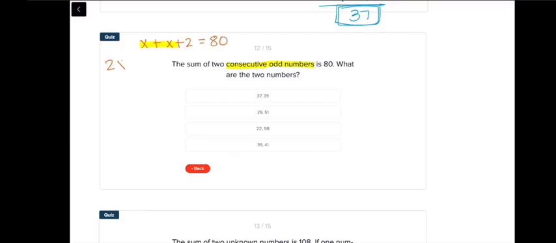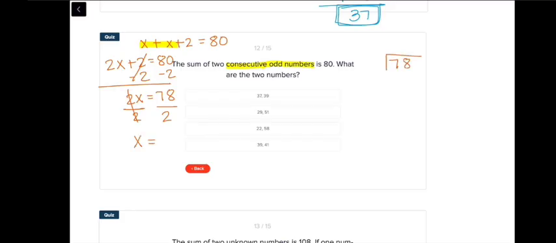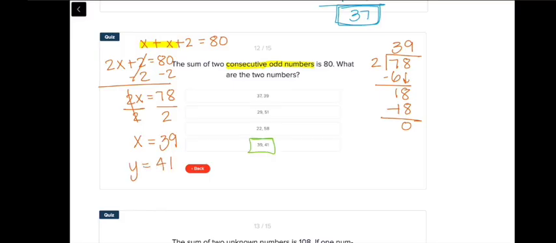We can combine like terms, and we'll get that 2x plus 2 is equal to 80. We subtract 2 from both sides to get that 2x is equal to 78. Now we divide both sides by 2, and we get that x is equal to 78 divided by 2. 2 fits into 7 3 times, giving me 6. 1, bring down the 8, and that would be 9. So the first one of my odd numbers is 39. Now the next one would have to be 2 more than this, so the second odd number would have to be 41. So your odd numbers will be 39 and 41.